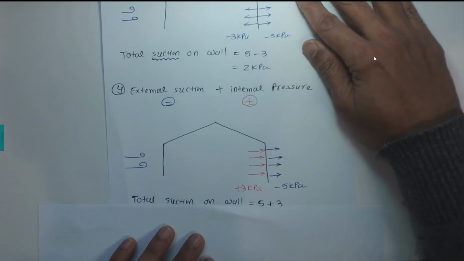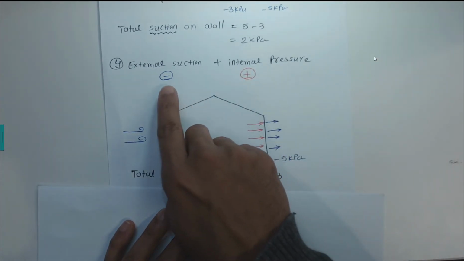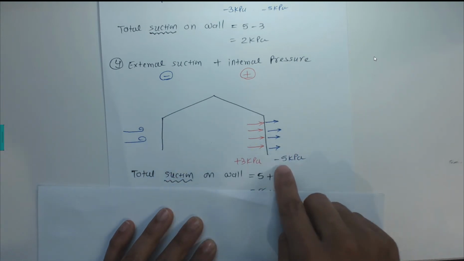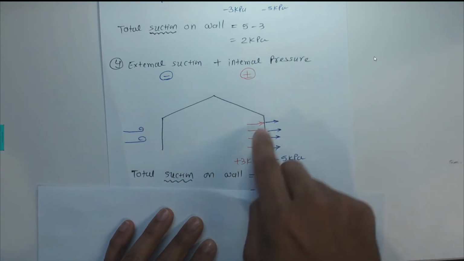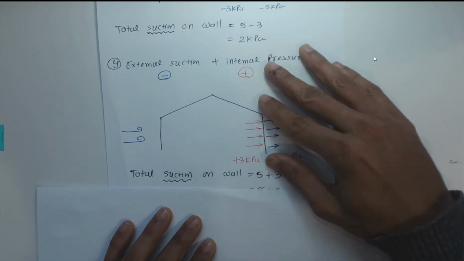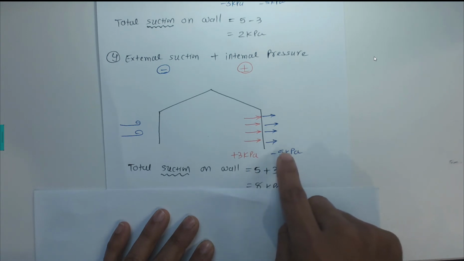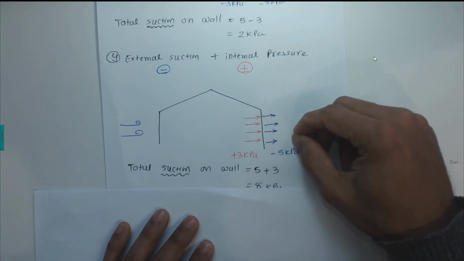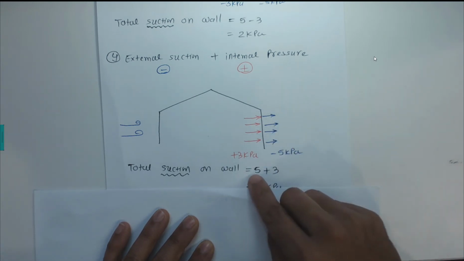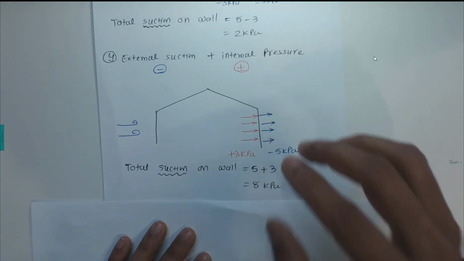Now the last case is external suction plus internal pressure. External suction is negative, which is negative 5 kilopascals. Internal pressure is positive, which is 3 kilopascals. If I want to find the combined pressure here, the total suction on the wall, we have 5. Again ignore the sign, but going left to right is positive 5, and again left to right is positive 3, and that is 8 kilopascals.